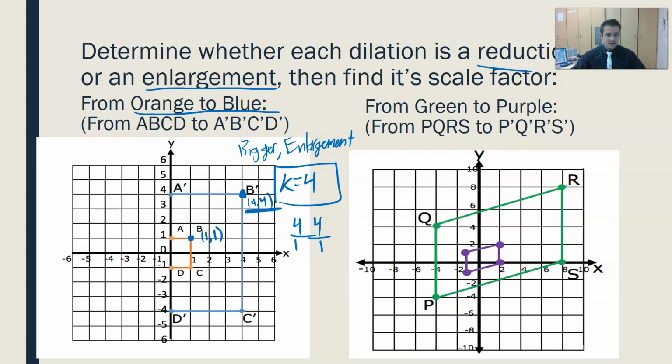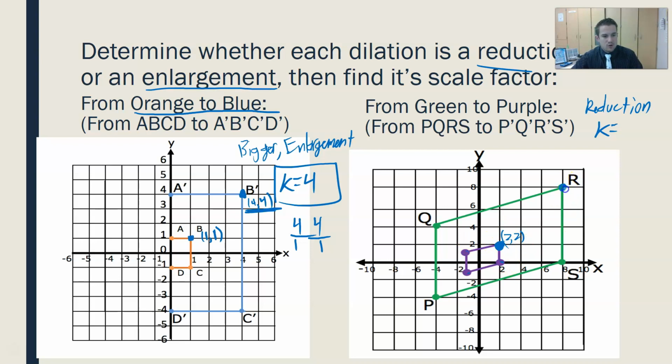Okay? Let's look at the green one. So first of all, going from green, PQRS, to purple, this one down here, P prime, Q prime, R prime, S prime, am I getting bigger or smaller? I'm getting smaller. So this is a reduction. So I know right off the bat that my scale factor k is going to be some number or fraction or decimal between 0 and 1. Okay, so I'm going to take any point on my dilated image, say this one. This point is at 2, 2.